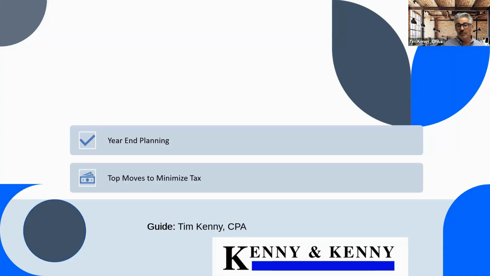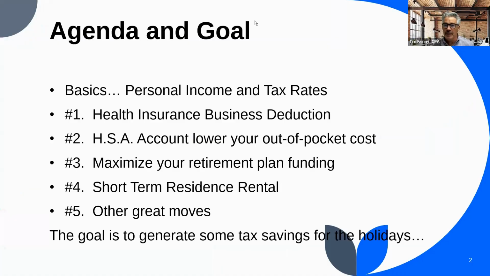So today we're going to cover year-end planning again and look at some top moves. Some of these are ones that we've presented in the past, and some of these are new ones as well. But with that, a little idea of what our agenda today is going to be. We're going to start out with kind of the basics. We're going to talk about personal income, taxable income, and look at marginal and effective tax rates, how to calculate those, as well as what the difference is between the two of those.